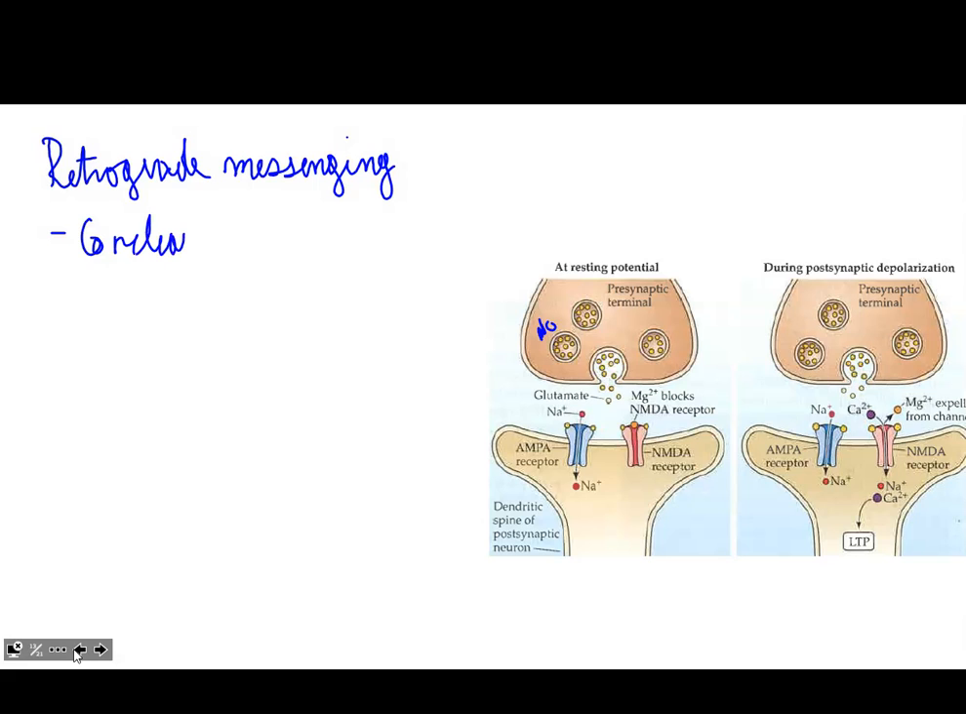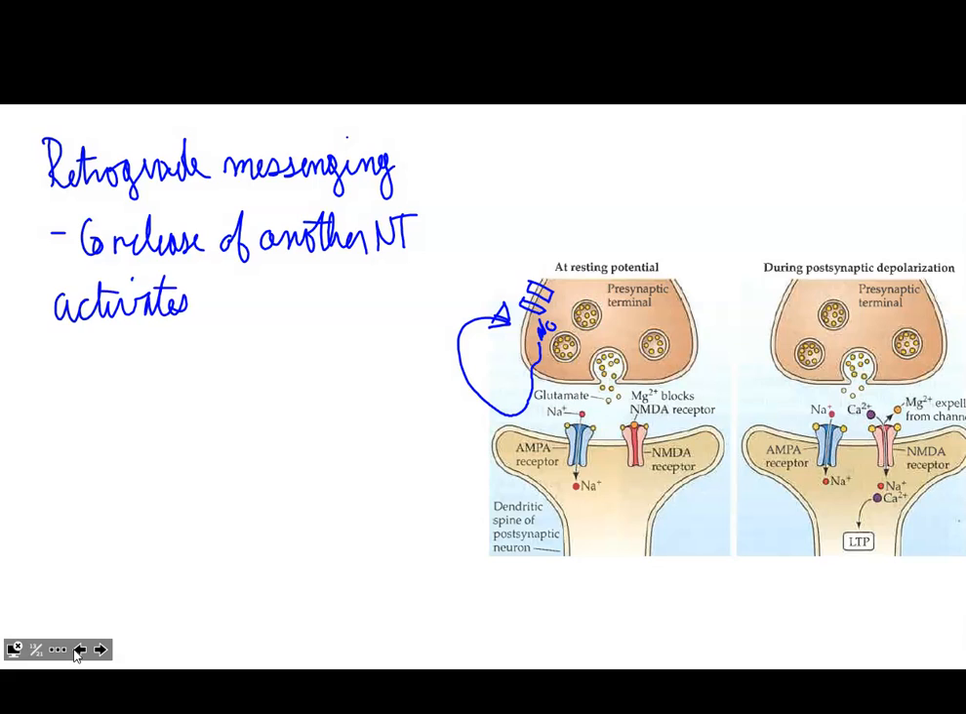Co-release of another neurotransmitter. I'm just using nitric oxide as an example. It's the example that the book uses. That nitric oxide could be released. It doesn't need to be released from a vesicle. As it's a gas, it can diffuse out and bind to receptors on this presynaptic membrane. So there might be receptors for nitric oxide out here. So co-release of another neurotransmitter activates presynaptic receptors.